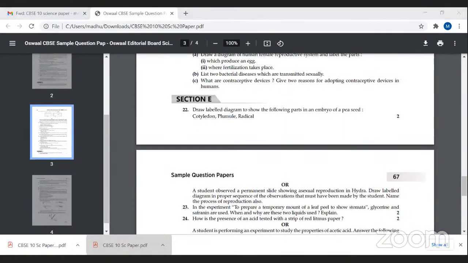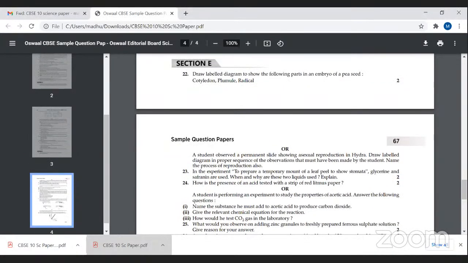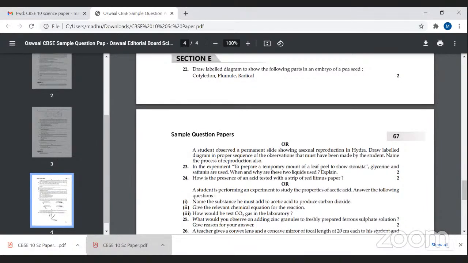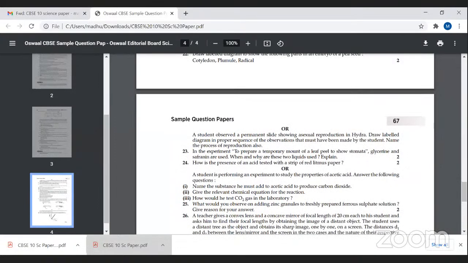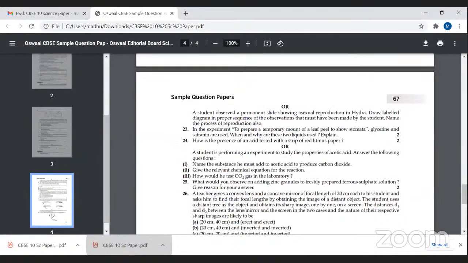So moving to question number 22, draw a labeled diagram to show the following parts in an embryo of a pea. You can refer to the textbook for the diagram as such. That is page 135, figure 8.9.